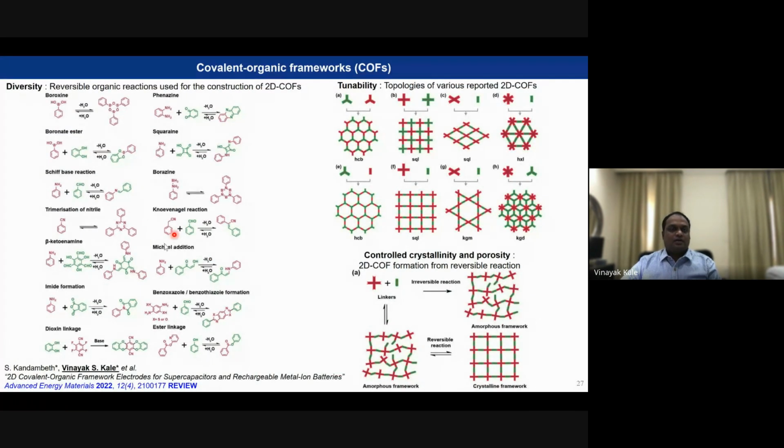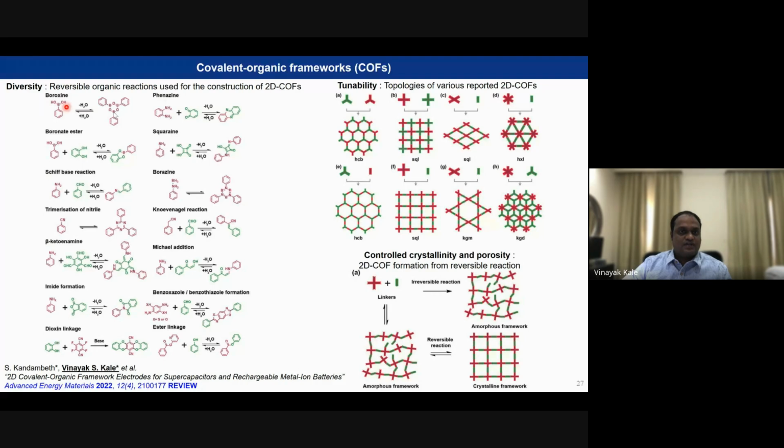For example, COFs are beautiful materials where we have a diversified choice to make these structures. There are basic organic chemistry reactions with the help of which we can stitch two different organic molecules together, make them in polymer form and make it a more crystalline form. As we can see, there are different types of reaction.